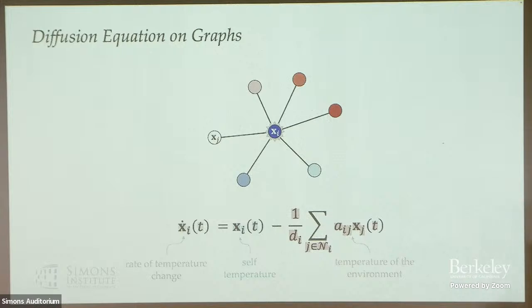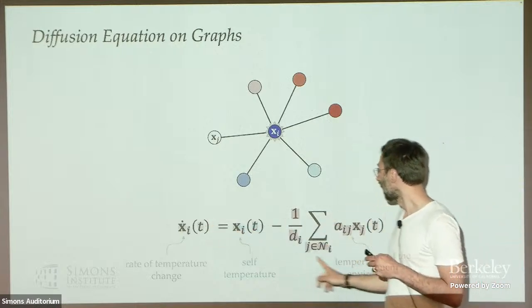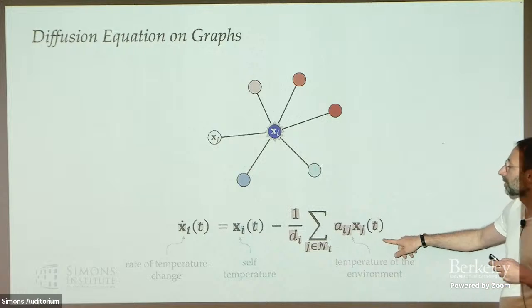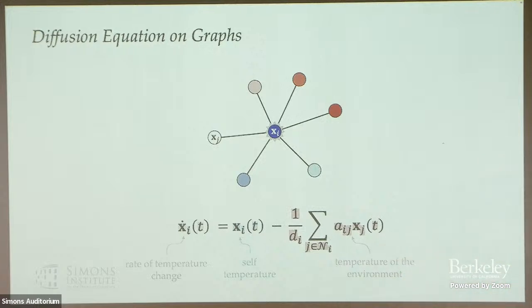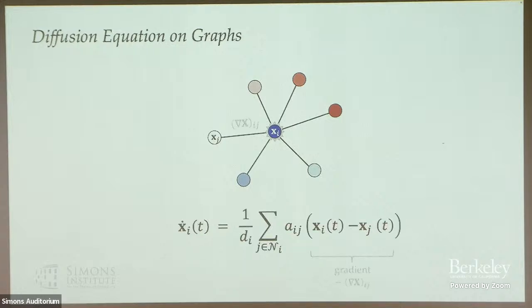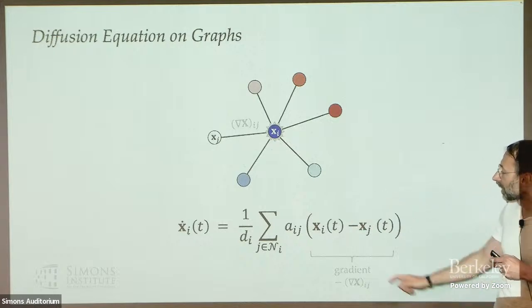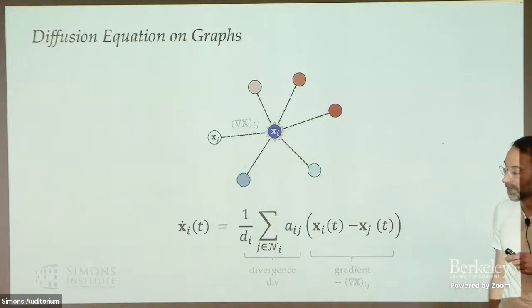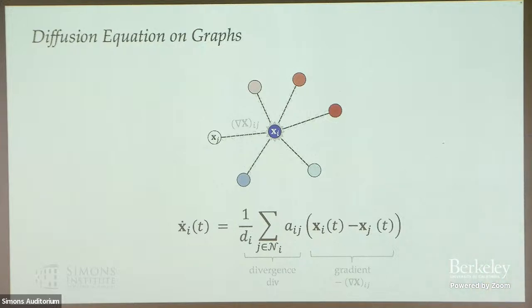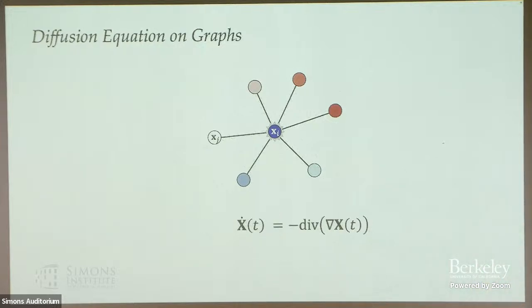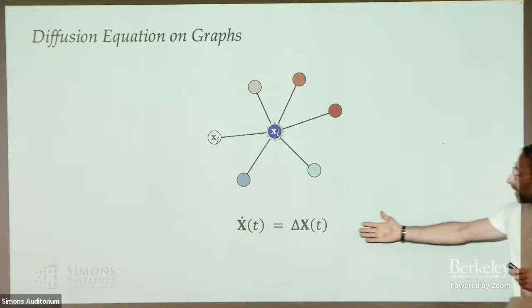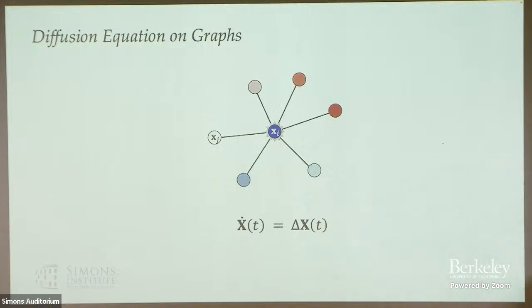The temporal derivative is the rate of temperature change. And what is written here is the temperature of the environment, so that's the average of the temperature of the neighbors. If I reorder slightly the terms in this expression, what I get here is the graph analogy of the classical gradient operator. And what I get here is again the graph analogy of the divergence operator from classical calculus. Together, the divergence of the gradient is called the Laplacian operator, and we get a very simple heat equation that you're probably familiar with from a basic course in partial differential equations.